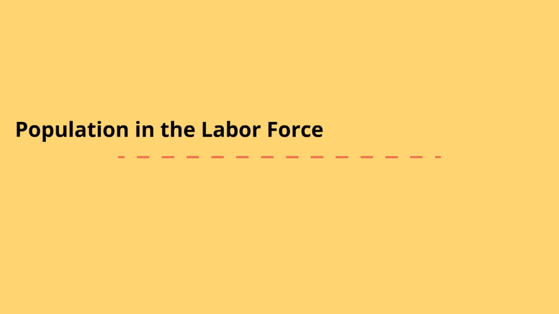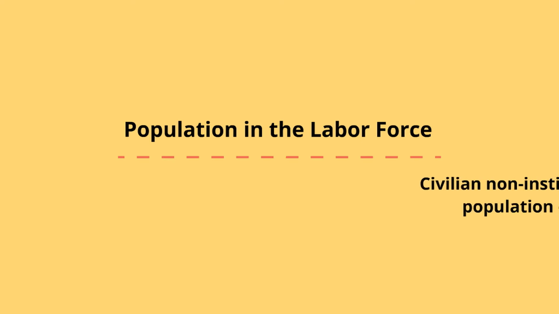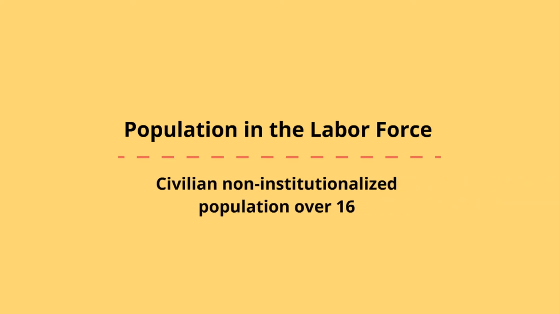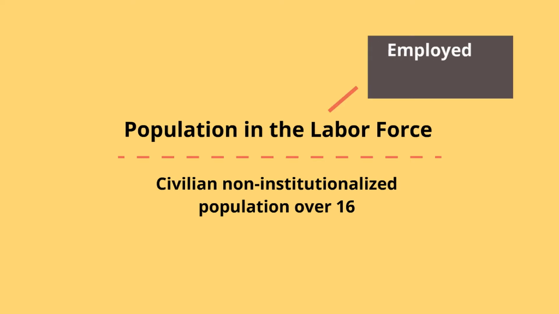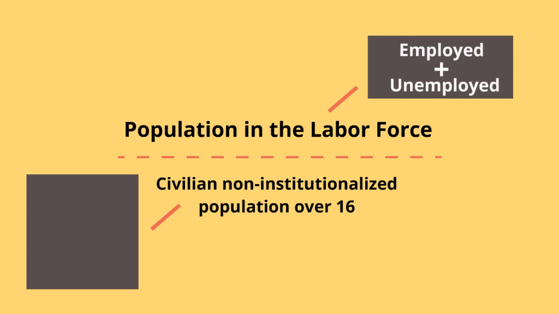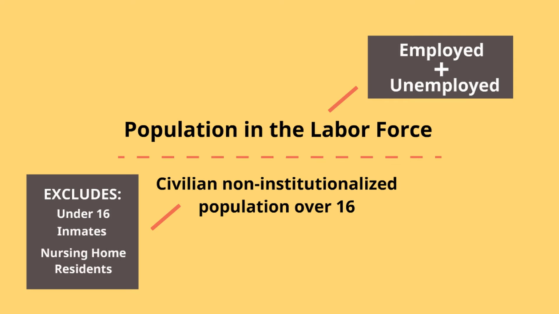Labor force participation rate is calculated by taking the population in the labor force and dividing it by the civilian, non-institutionalized population age 16 and over. The population in the labor force includes everyone who currently has a job or is out of work but actively looking for a job. The civilian, non-institutionalized population includes all people except for those who are legally unable to work, including those under 16 and people in institutional facilities such as prison inmates and nursing home residents. There is no upper age limit in this calculation.